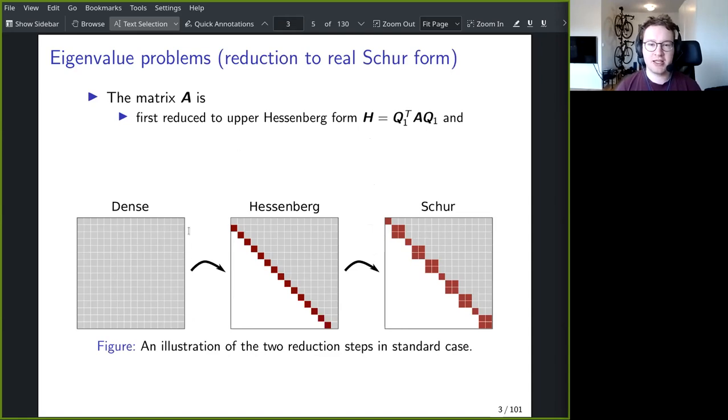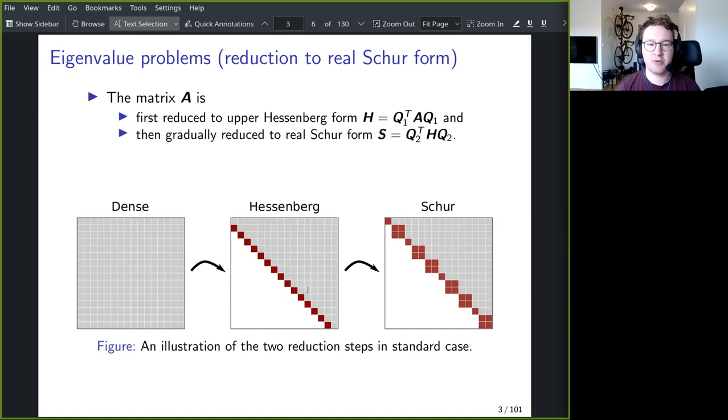So our idea is to do the solution in several steps. We start from a dense matrix, so the entire matrix, or at least most of it, is filled with numbers. There are no zeros there. The first step is to take matrix A and construct an orthogonal matrix Q1, and we apply it and its transpose from both sides. We get a second matrix H, which is an upper Hessenberg matrix, meaning that everything below the first subdiagonal is zero. So we start eliminating some entries from the matrix.